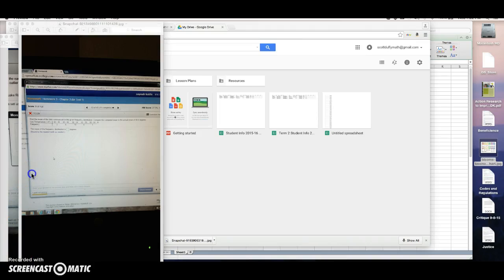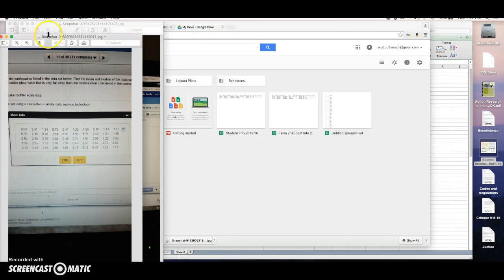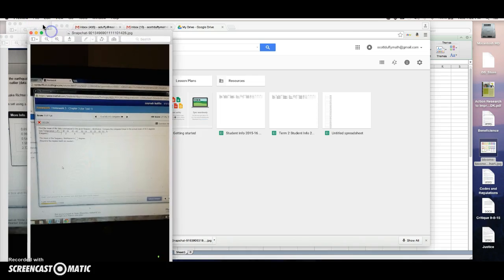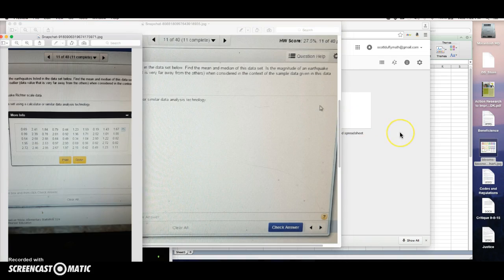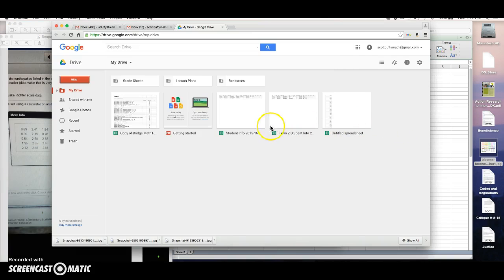I'm helping you figure out these problems here, and this is the wrong one. We're going to start with the Richter scale one. What it wants you to do is find the mean of the data set and then the median. And this is something that we actually covered in Bridge Math.